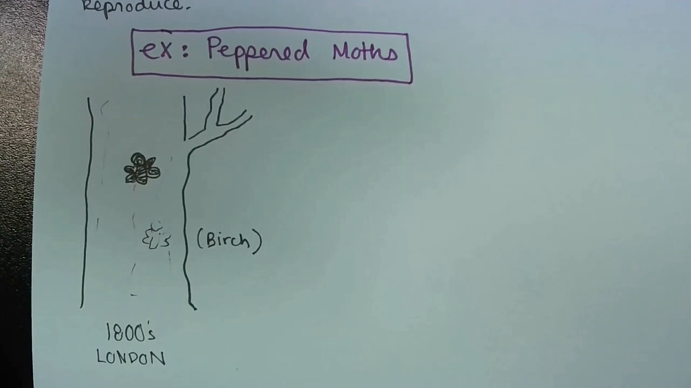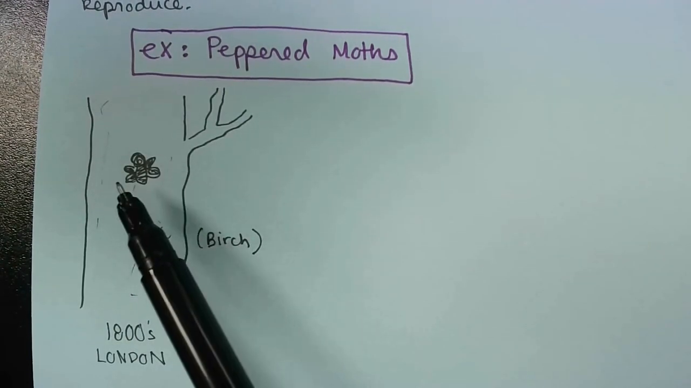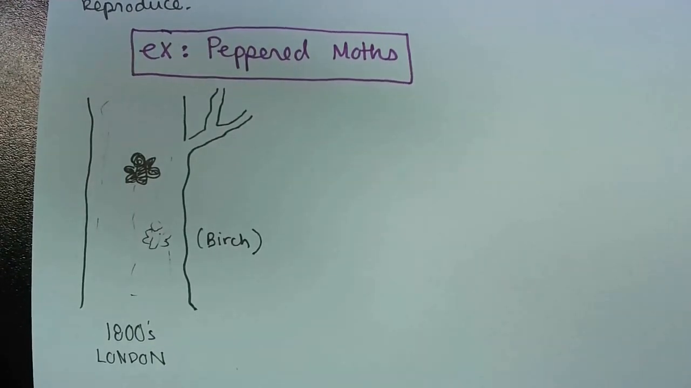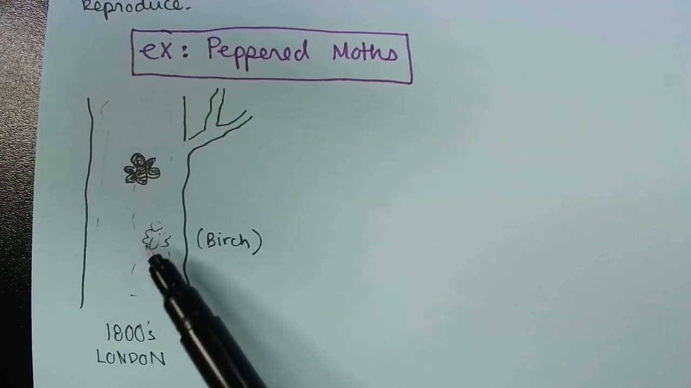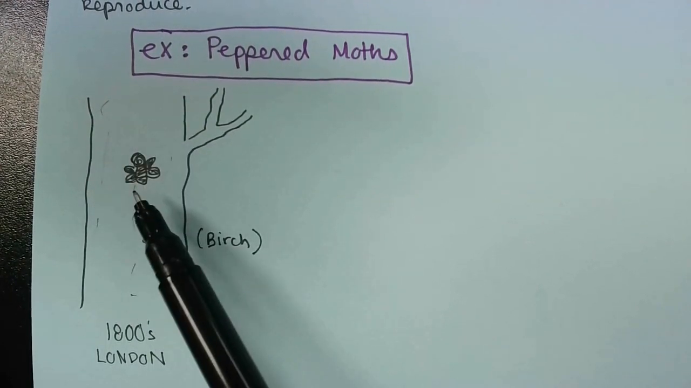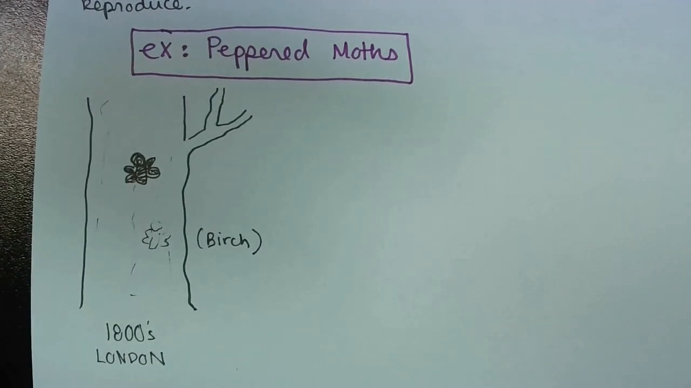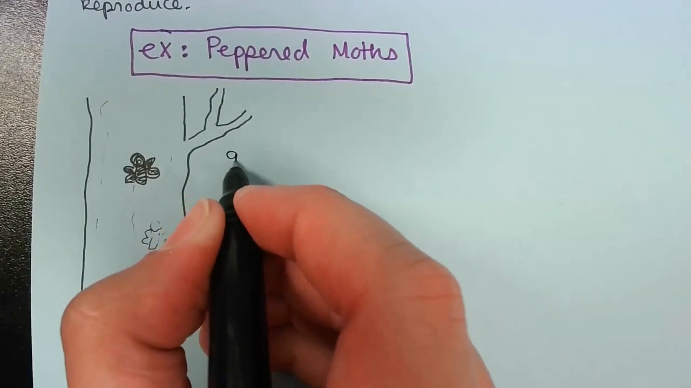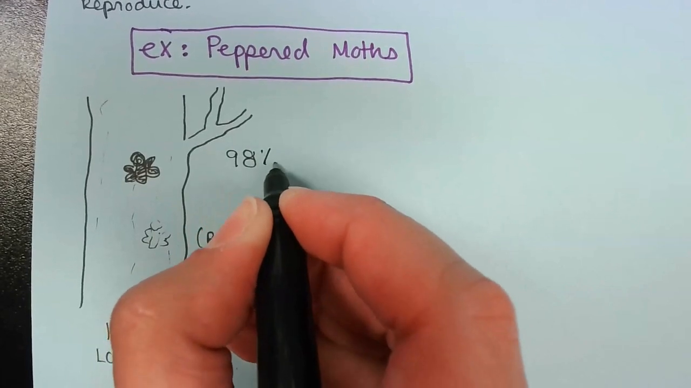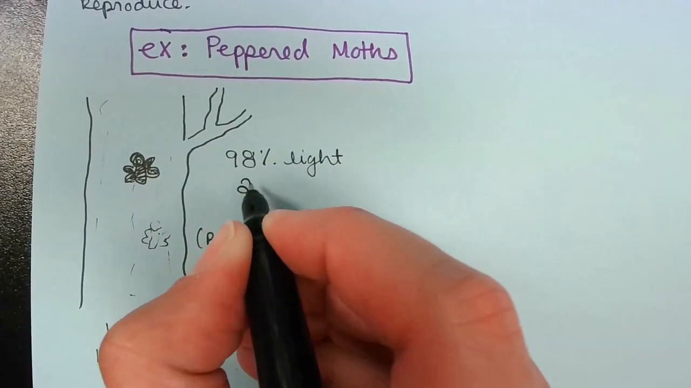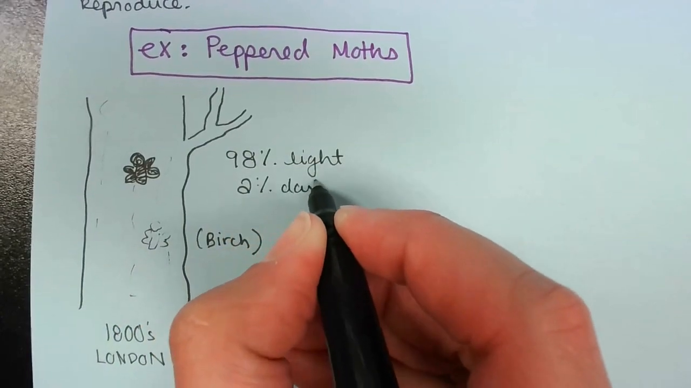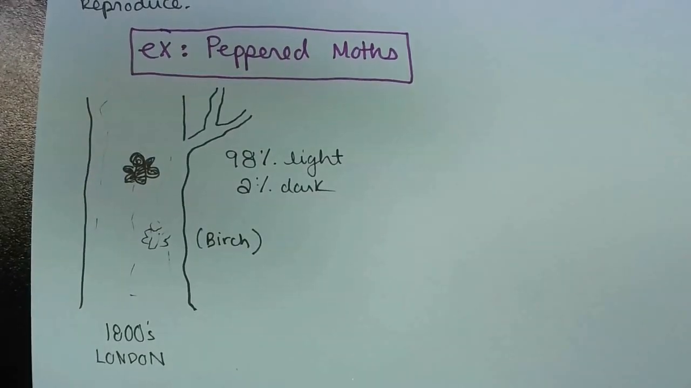Well, on a white background, it's probably going to be the darker colored peppered moth. And so as a bird, you're not being lazy, you're being efficient. And so you're going to probably eat more of these peppered moths. On occasion you'll eat these, but more of these because they're easy to spot. And in fact, the numbers tell us that. We had 98% of the population were the light colored, and 2% were the dark colored moths. That's a pretty big difference.